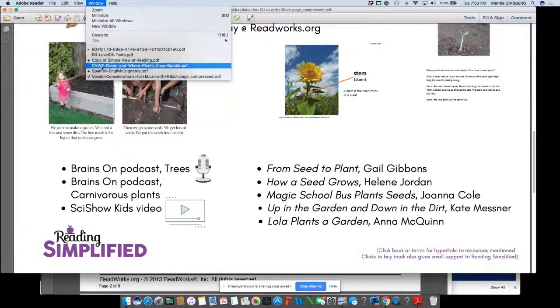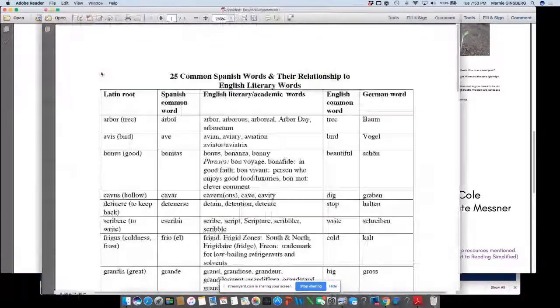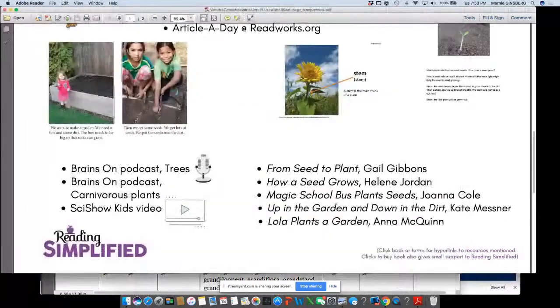And then one more thing I forgot to mention, she also has on her website a list of 25 common Spanish words and their relationship to English literary words. So that can be helpful. Arbor, the Latin root, and arbol; bird, avis; bonus, good. So that you can find at Text Project.